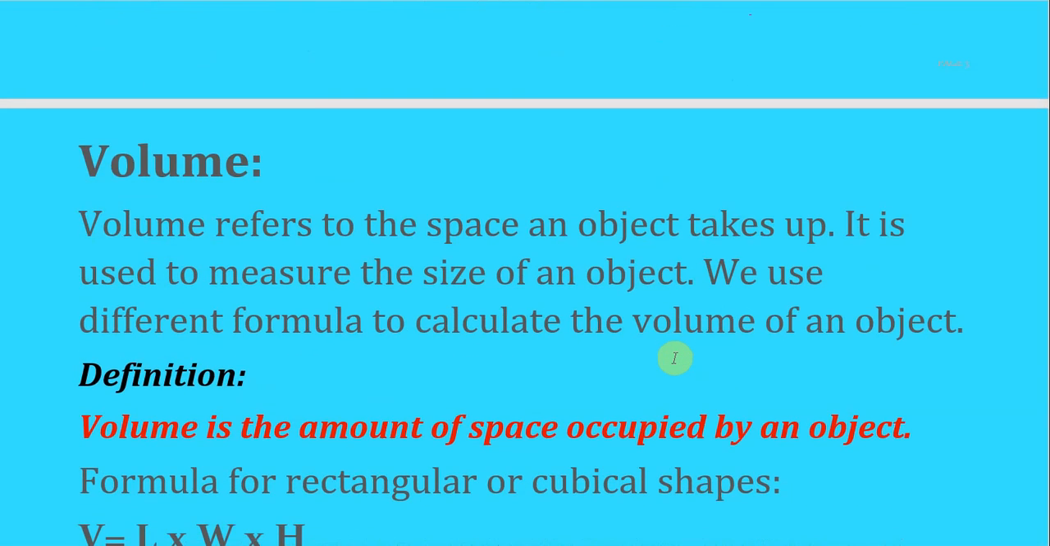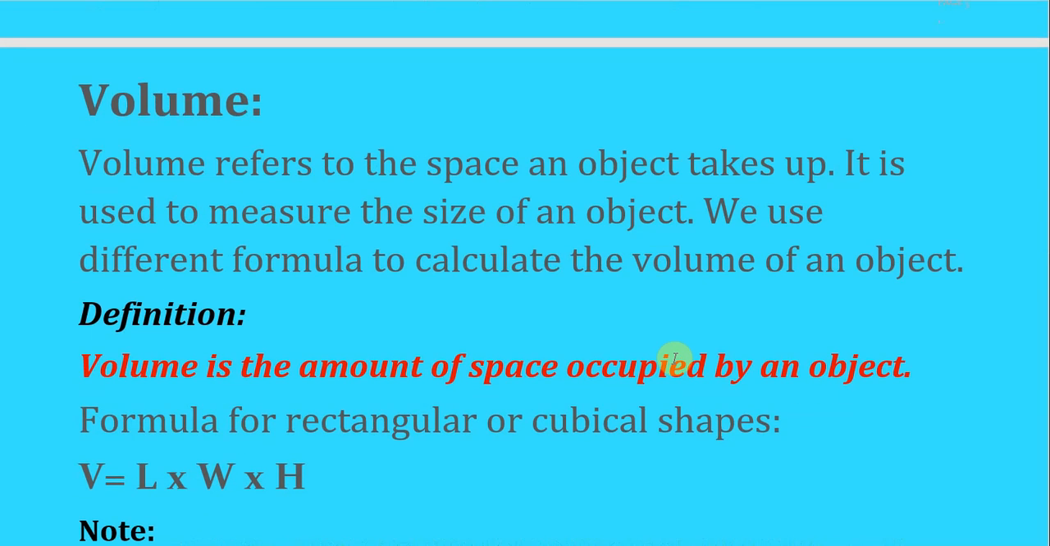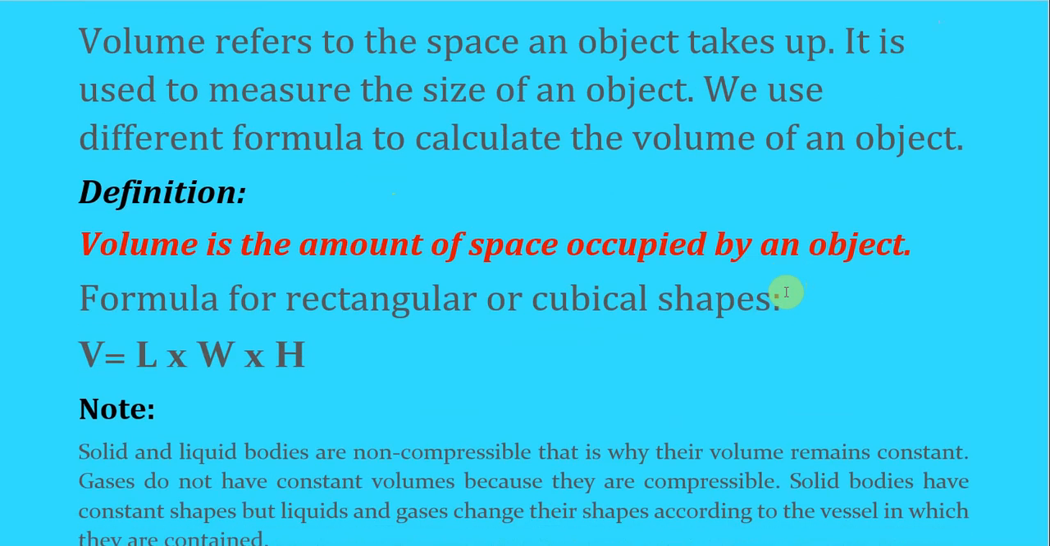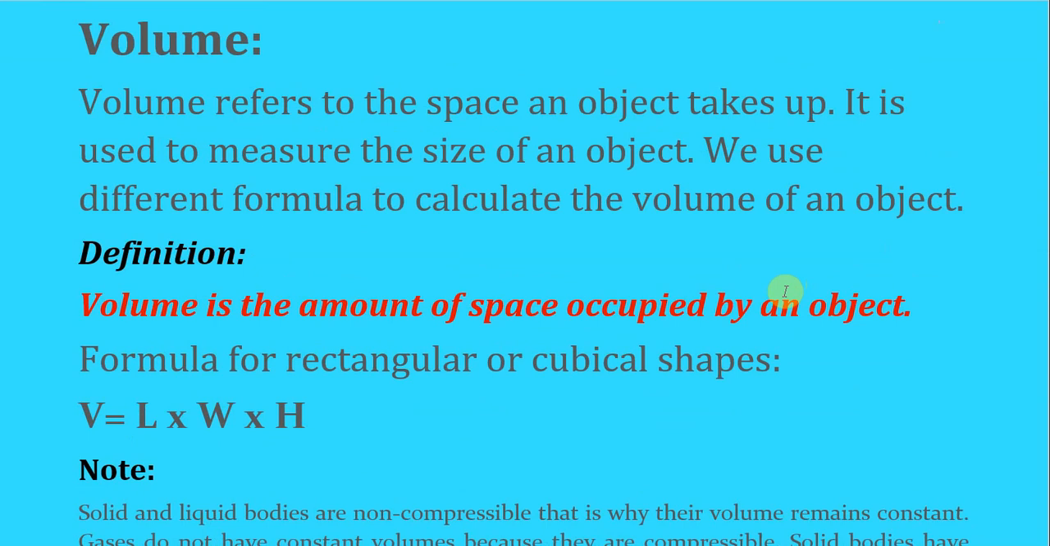Our next term is volume. What is volume? Volume refers to the space an object takes up. It is used to measure the size of an object. We use different formulas to calculate the volume of an object. So the formula of volume depends upon the shape of the object.